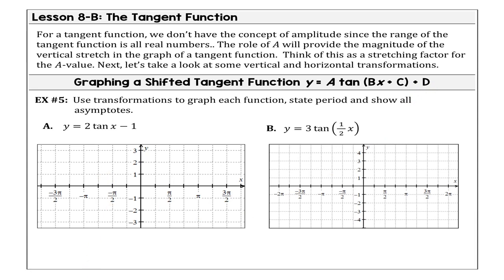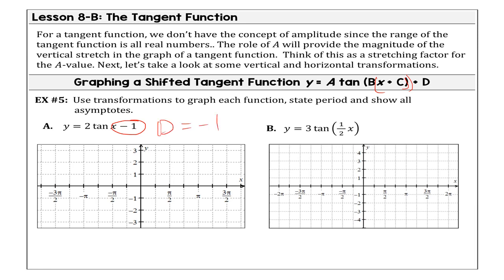I want you to think about this not as bx plus c, because you actually are going to have to separate it a little bit. Look at it in this format, separating our b and our c, to understand the transformations that are taking place. Up first, we're going to graph 2 tan x minus 1. This right here is our d value, so d equals negative 1.